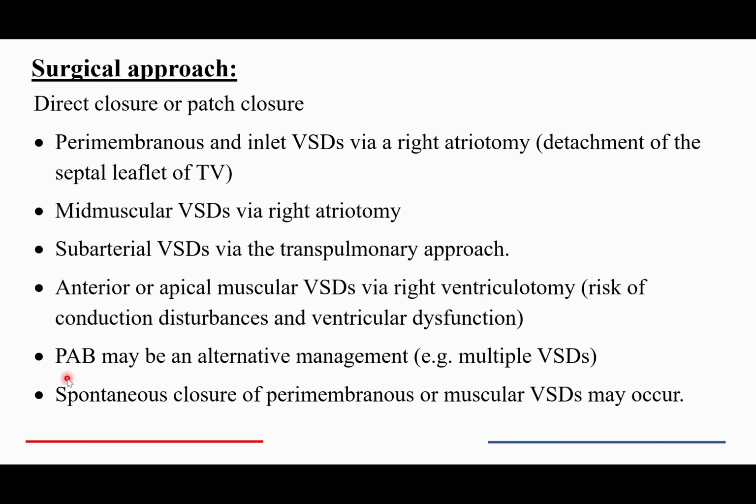Pulmonary artery banding may be an alternative if the VSDs cannot be closed, like in multiple or Swiss cheese VSDs. Spontaneous closure of the perimembranous or muscular VSDs may occur. Perimembranous from the tricuspid valve tissue. The septal leaflet of the tricuspid may close the VSD or narrow it greatly to become restrictive. And the muscular ones may close by themselves when the infant grows.